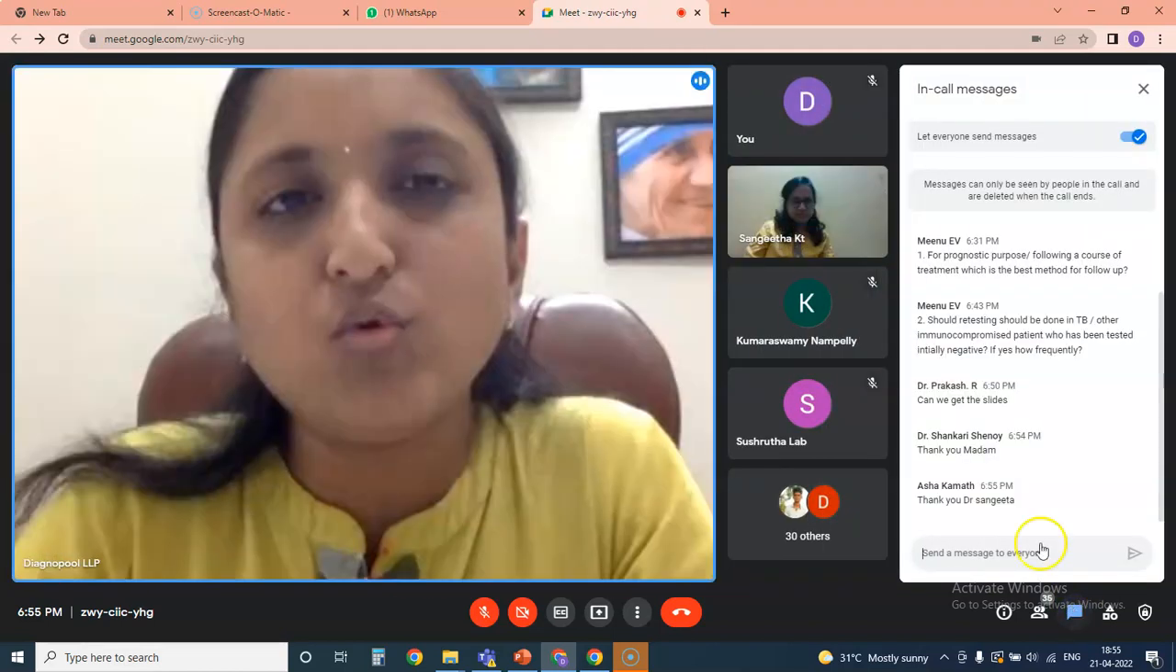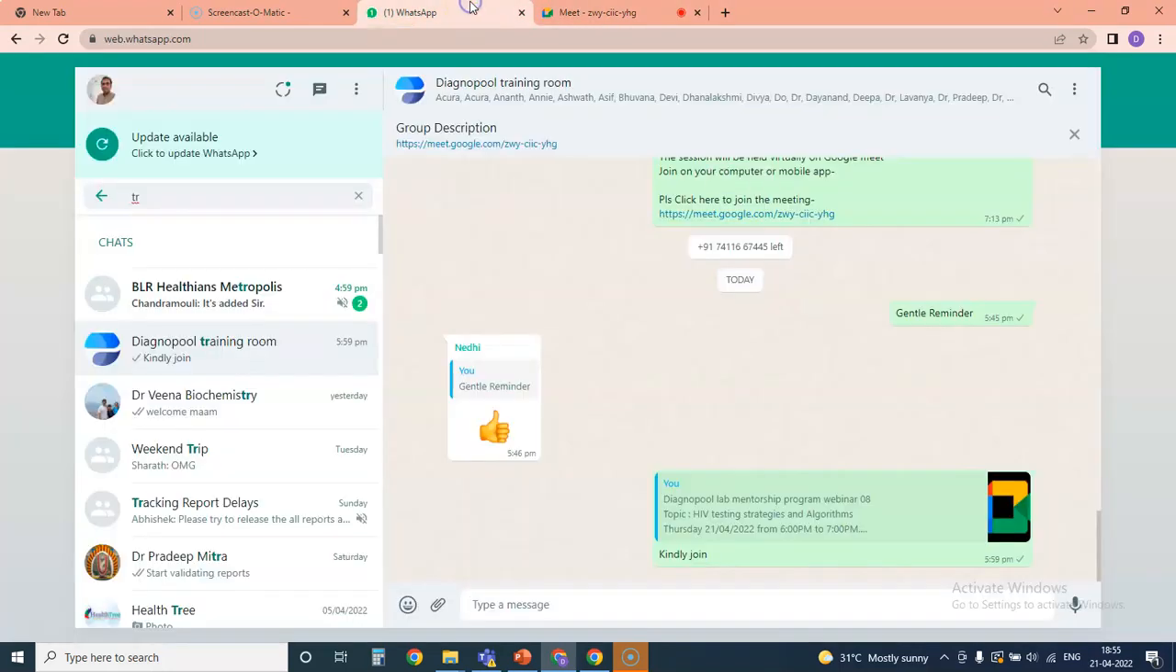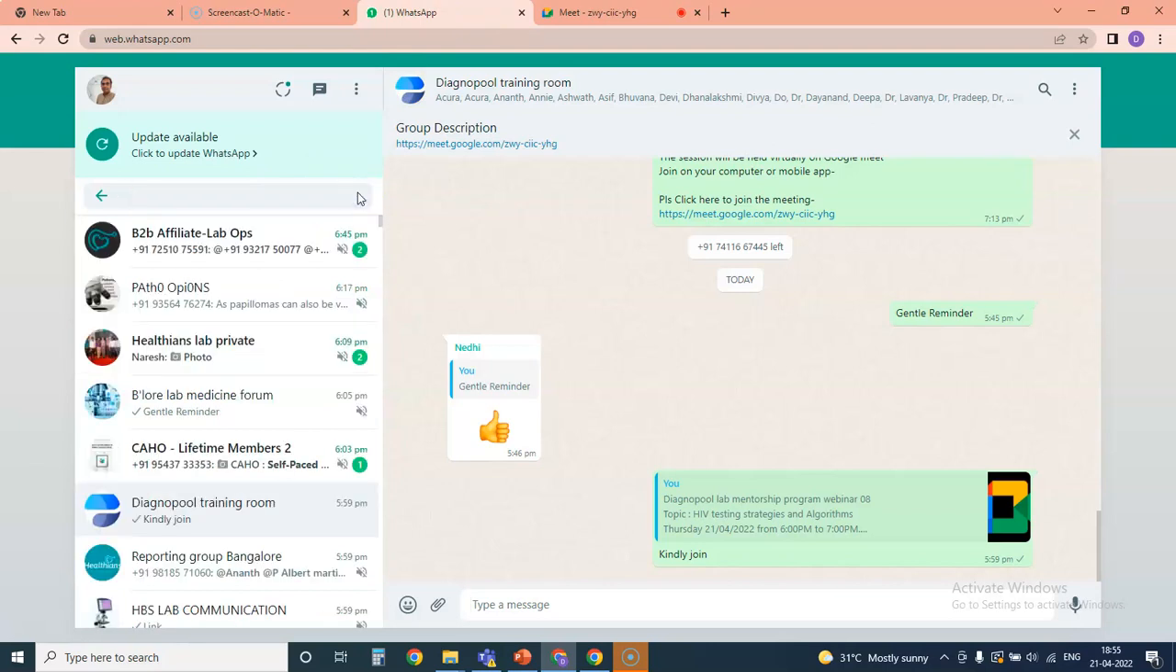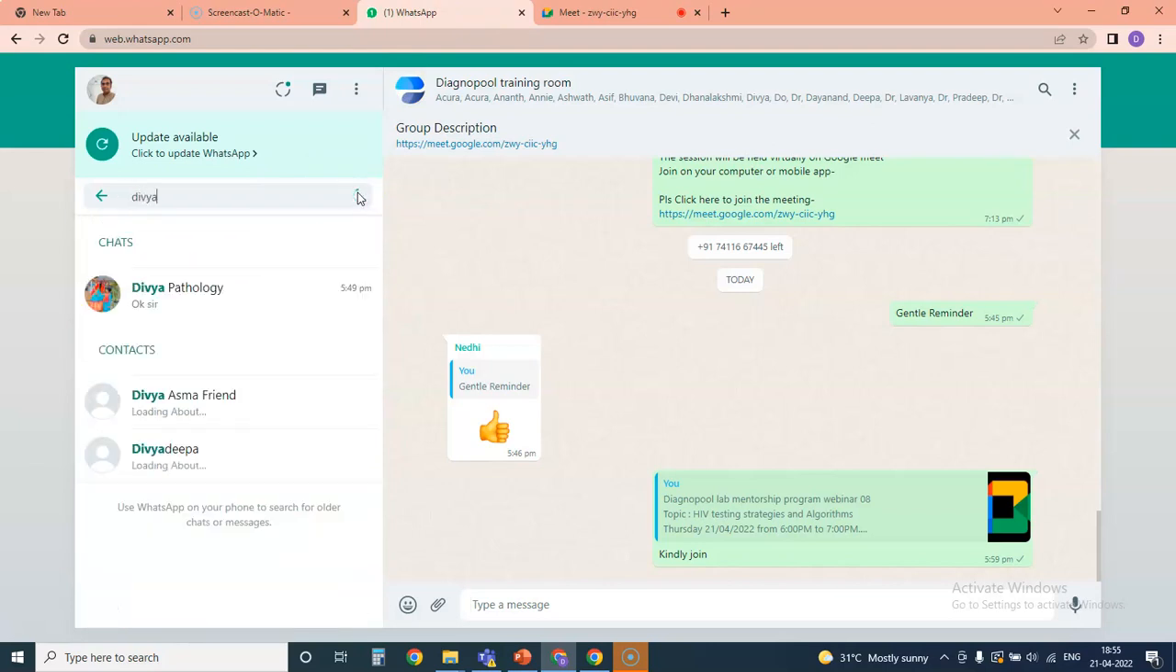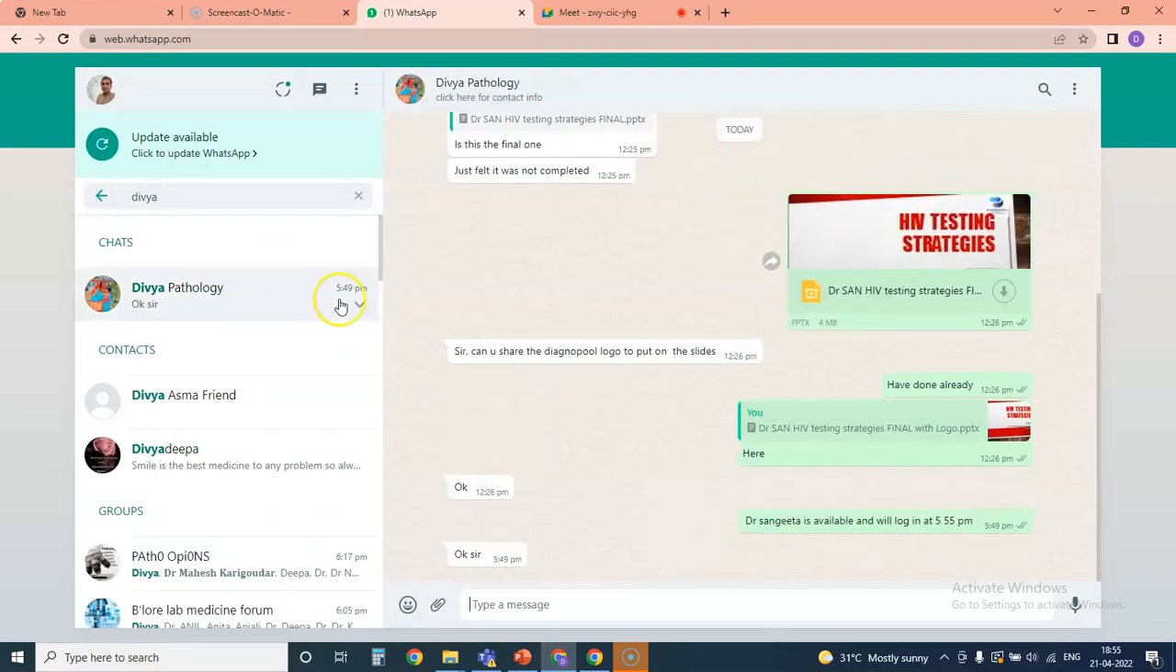Ma'am, actually now there are cases of complete recovery from HIV, like one case which was reported in India recently. What tests do we usually do for those kinds of people for follow-up or relapse?